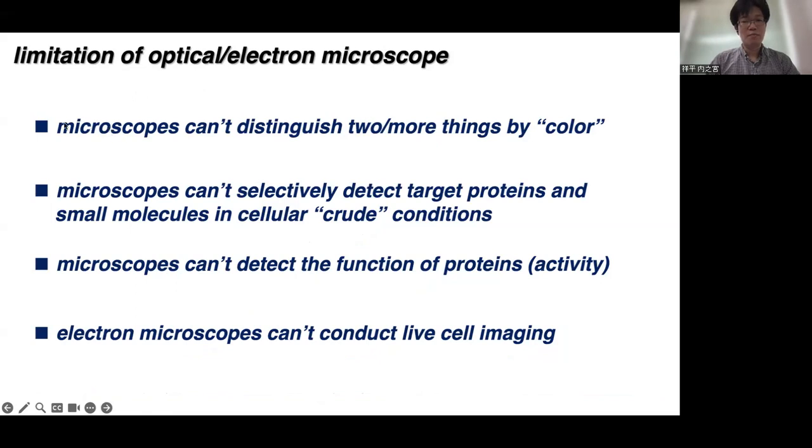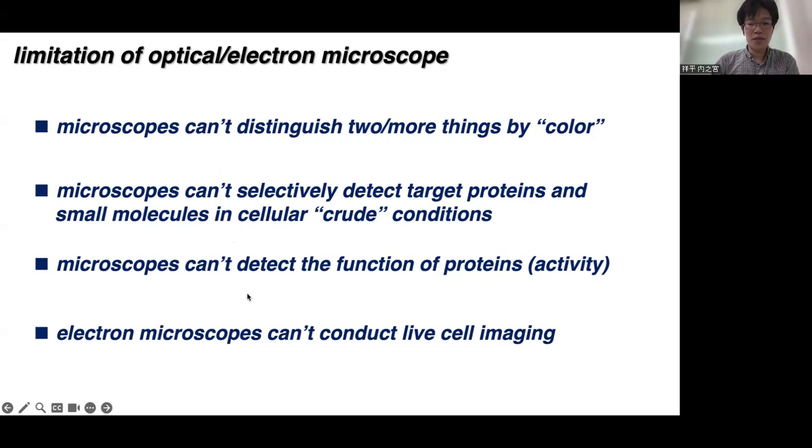For example, the microscopes can't distinguish two or more things by color, and this is quite important in a heterogeneous sample. A microscope can't selectively detect our target protein. I will explain later. The microscope also can't detect the function of a protein, which is the activity. I will talk about this point on day two in my class. And in the case of the electron microscope, it can't conduct live cell imaging.